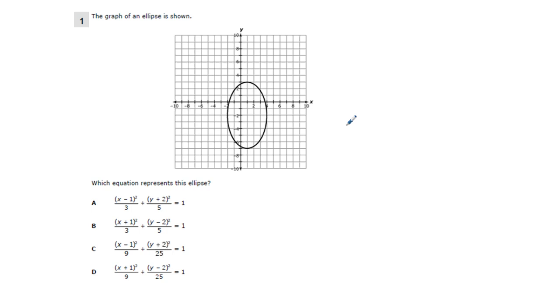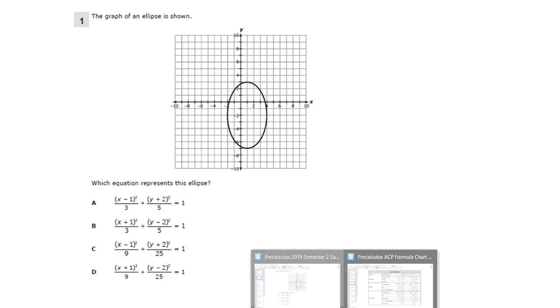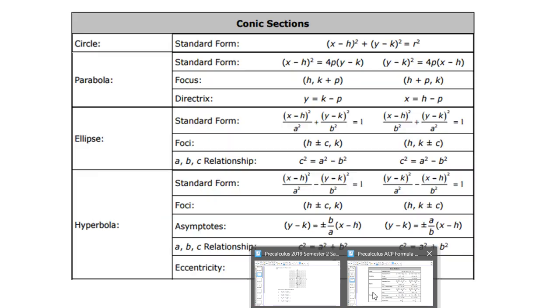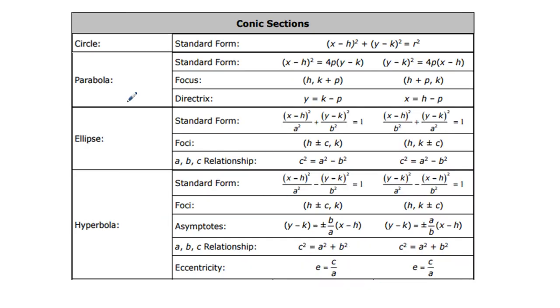Well, basically, I'm going to do this two ways, with a calculator and without a calculator. I'm going to go without a calculator first. And on your ACP formula chart, the ellipses are brought up here, and they're given a standard form of an ellipse, which could be this one here.